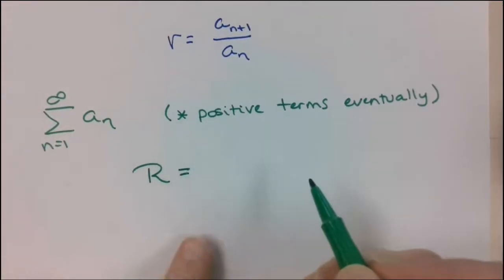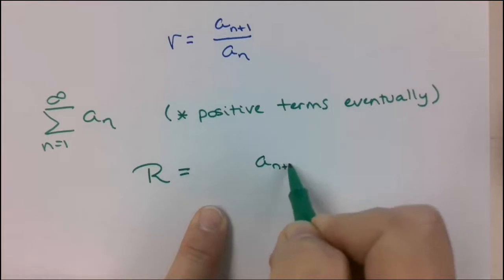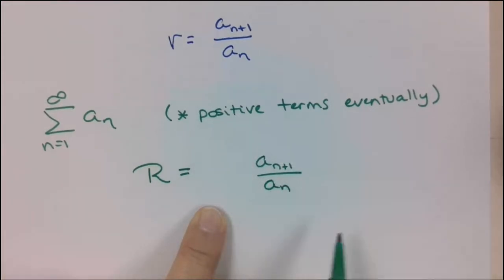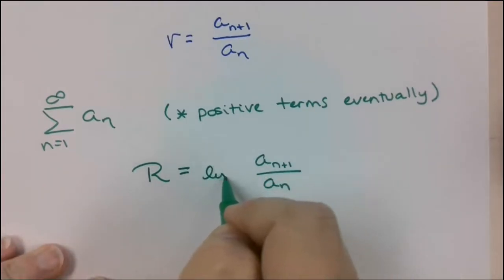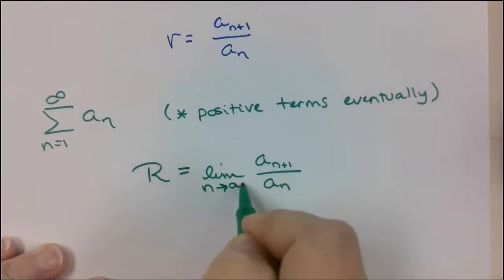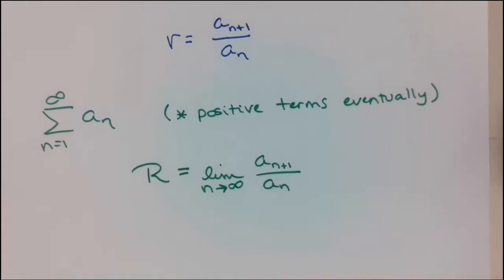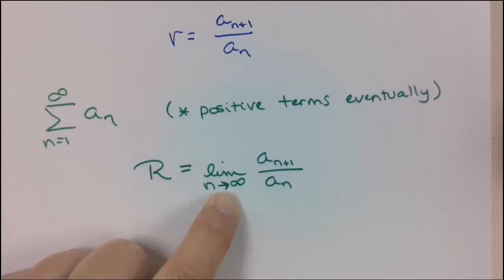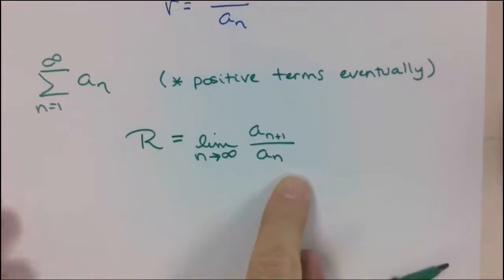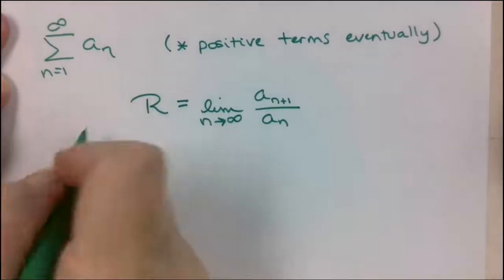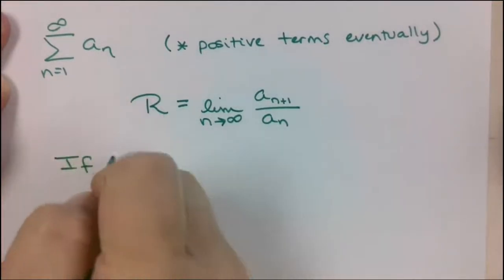This ratio is going to be equal to the n plus 1 term divided by the nth term. We're still going to calculate the ratio that way, but what I want to do is take a limit of that ratio as n goes to infinity, because the idea here is really only working as n is approaching infinity.